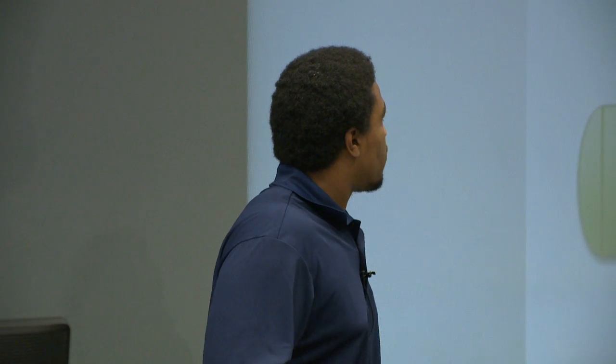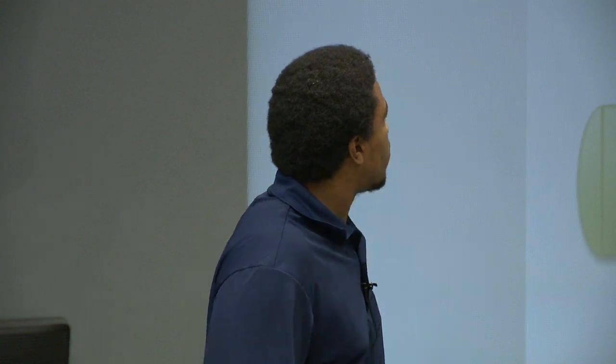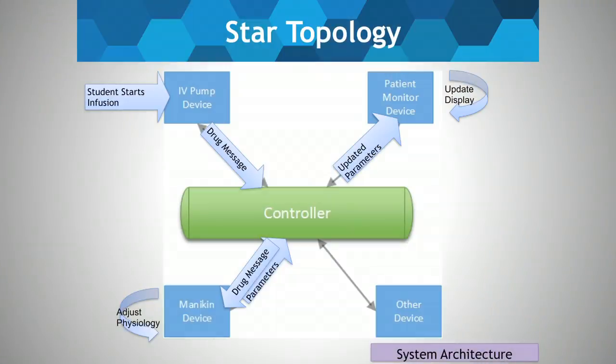We're going to run through a quick example right now that shows how exactly a drug would go about the system and affect the physiology of the Simman. First, the student would start an infusion at the IV pump device, which, since it's connected to the controller, would immediately send a drug message. The controller would consult its routing tables and realize that it needs to go to the Manikin device and forward the message thusly. The Manikin will receive it and adjust its physiology in order to change any heart rate, blood pressure, different waveforms, just any matters of its health.